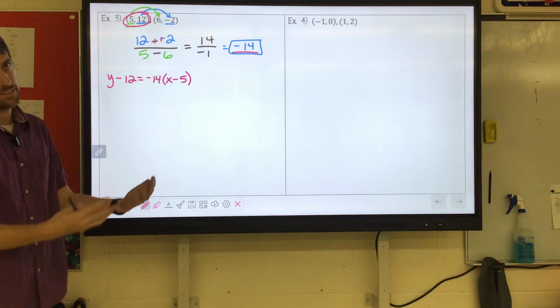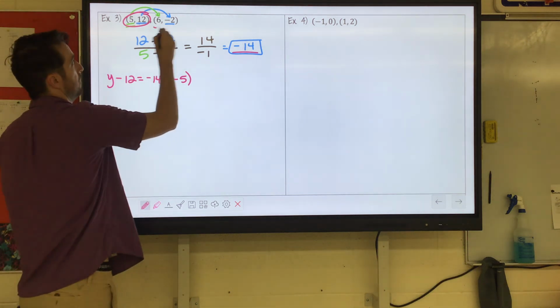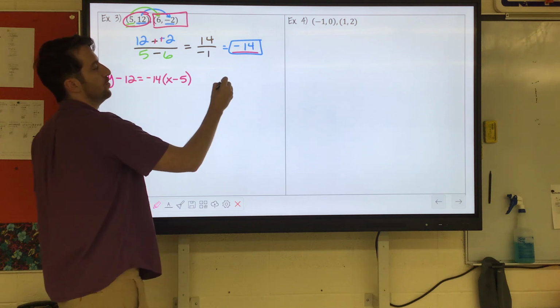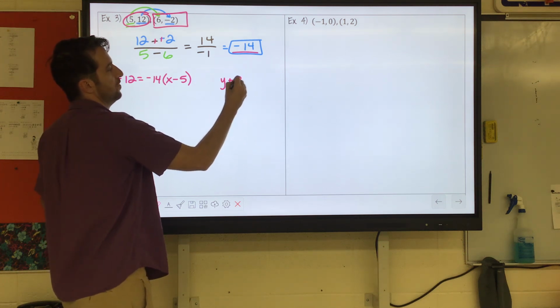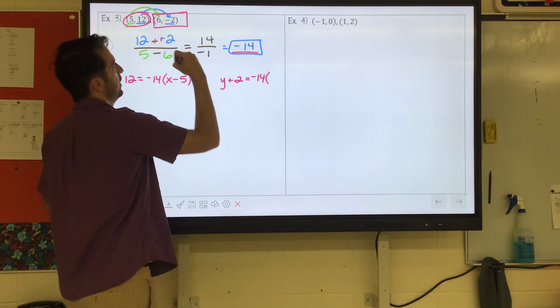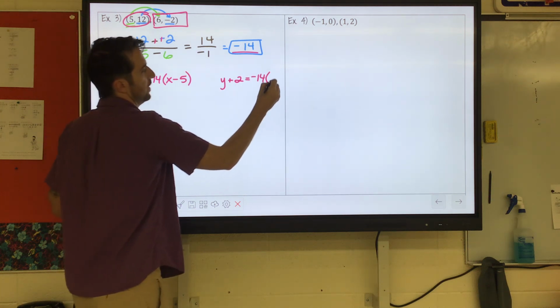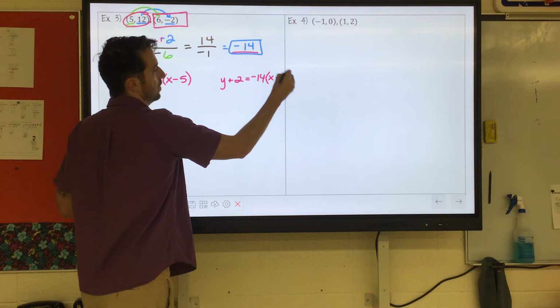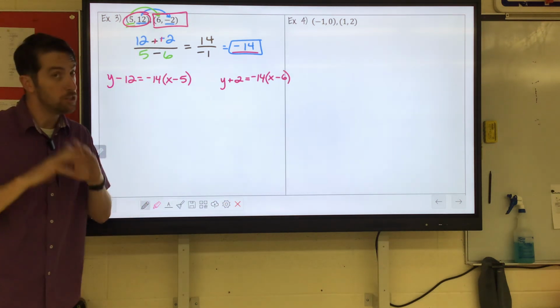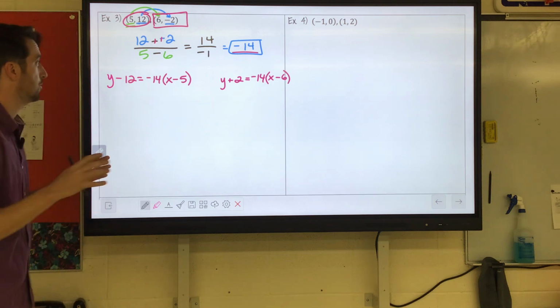Let's also write it with the other coordinate, 6, -2. So it'd be y minus -2, which we would change to y plus 2, equals our slope, -14, times x minus our x coordinate, and the x coordinate is 6. We're going to get these into slope-intercept form. They should say the same thing when we're done.